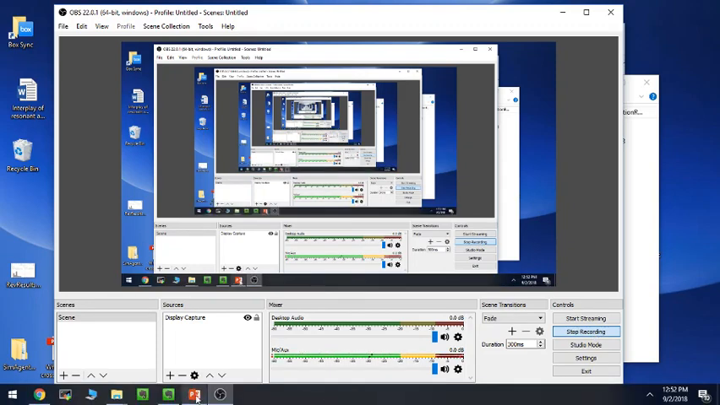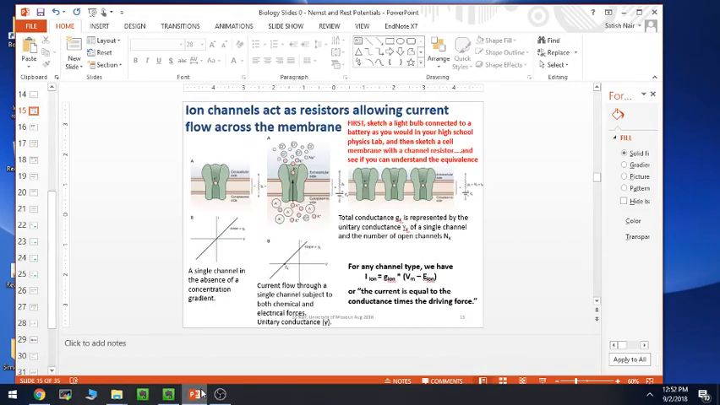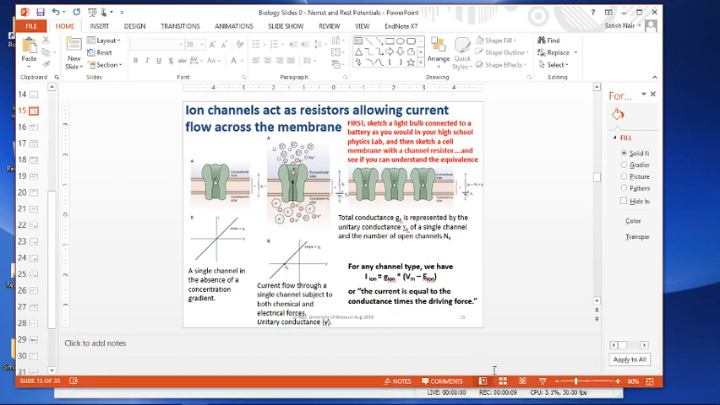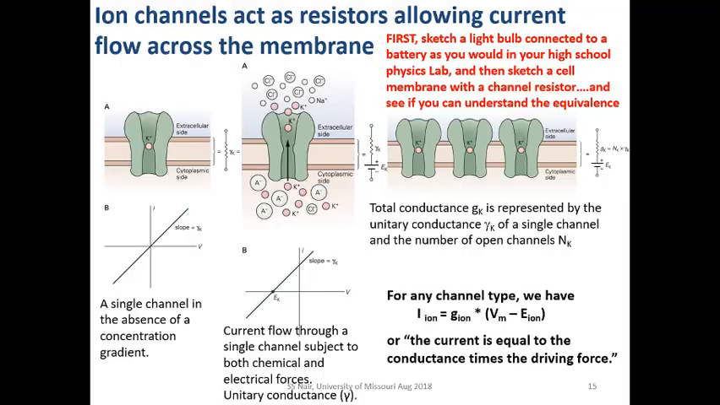Welcome back to the second half of the lecture related to Nernst and Rest potentials of software assignment 0. So we'll start on slide 15. So please get your slide 15 ready.